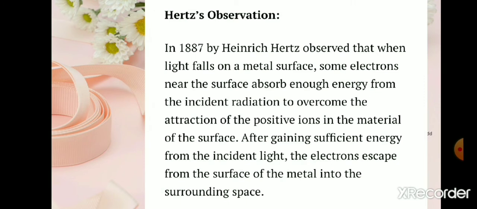Hertz observed the following. In 1887, Heinrich Hertz observed that when light falls on a metal surface, some electrons near the surface absorb enough energy from the incident radiation to overcome the attraction of the positive ions in the material of the surface. After gaining sufficient energy from the incident light, the electrons escape from the surface of the metal into the surrounding space.